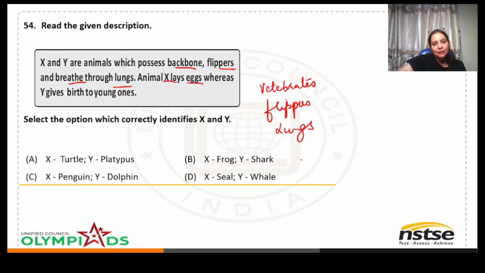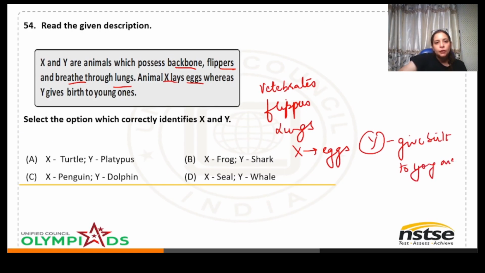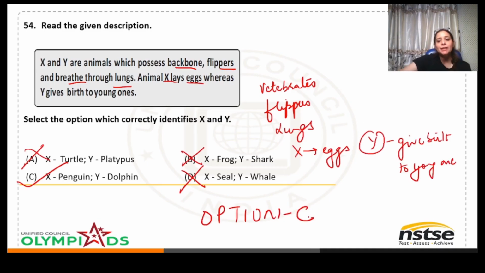Animal X lays eggs. X reproduces by laying eggs, whereas Y gives birth directly to young ones like we do. So we need to identify X and Y. Which option is correct here? It is not turtle and platypus. It is not frog and shark. It is penguin and dolphin, and it is not seal and whale. Because penguin lays eggs, and dolphin gives birth to young ones, and both of them have backbone and flippers also. So that is the reason. Correct answer is option C.